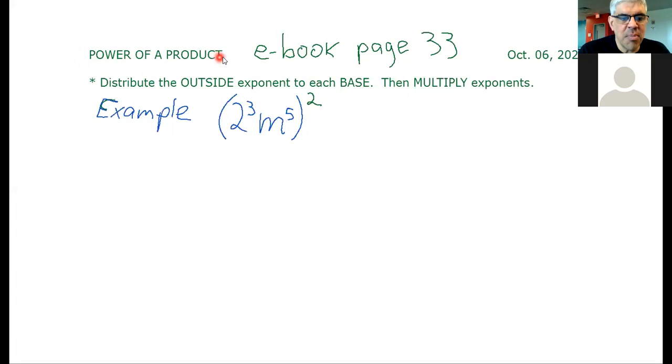Power of a product. A product is a multiplication. So right now, there are two things being multiplied: 2 to the third power times m to the fifth power. That is my product. And because I have an exponent 2, it is the power of a product. Well, this 2 from the outside is touching the parentheses, so it does affect everything inside the parentheses.